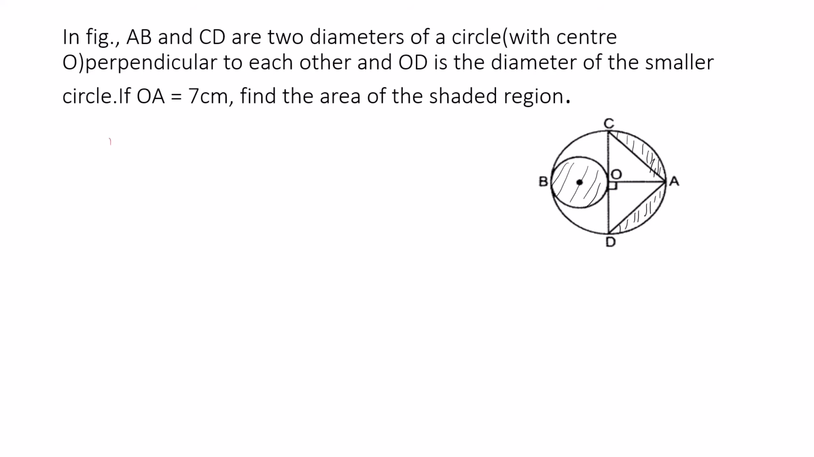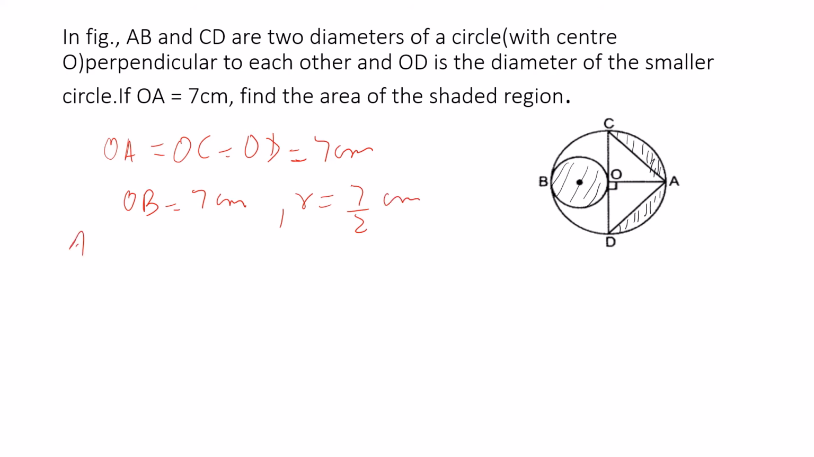So we can see that OA, OC, OD, everything will be 7 centimeter only because they are radii of the same circle. So here we have to find out the area of the small circle. And we know that the diameter of that is OB will be equal to 7 centimeter. That is the diameter of the circle. And therefore radius will be equal to 7 by 2 centimeter.